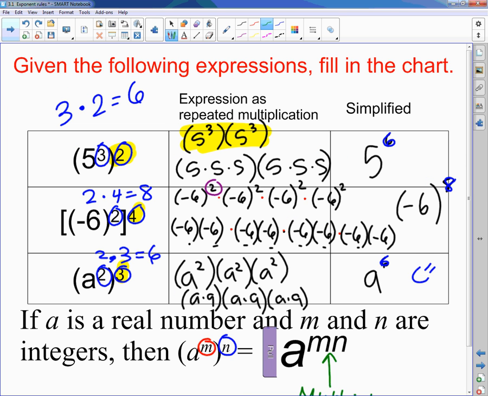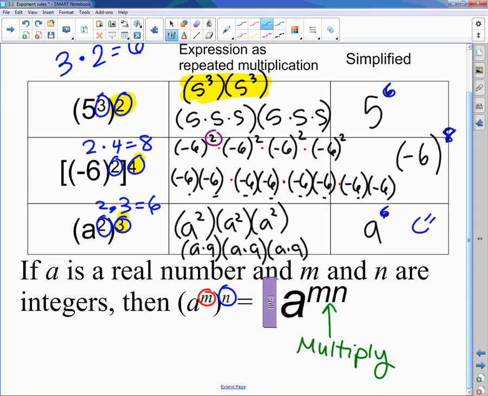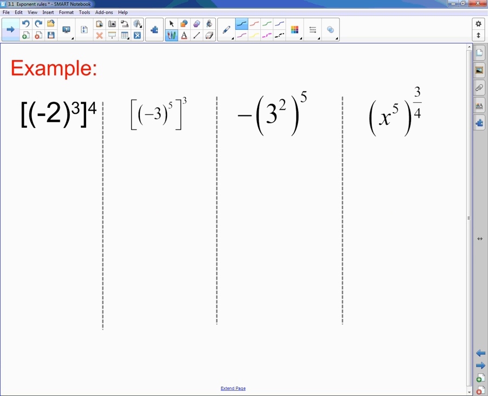When we have power to power, like you see here in this example, we're actually going to multiply. So there is a big difference. You've got to make sure you understand the difference and don't get them confused. Okay, so here's some examples. Power to power, I'm going to just go ahead and multiply those. I've got 3 times 4 is 12. So I really have negative 2 to the 12th.